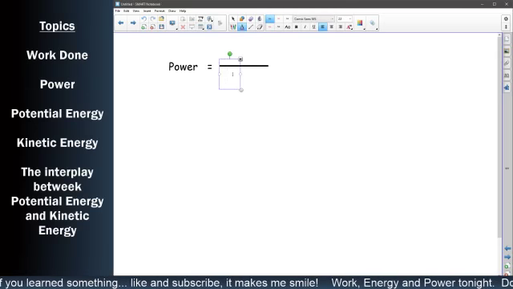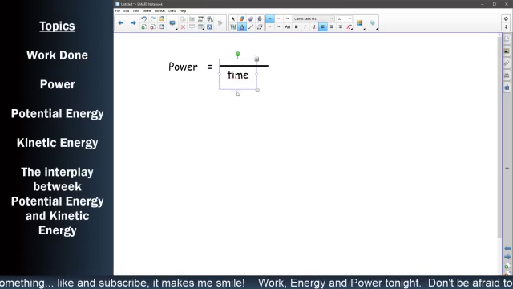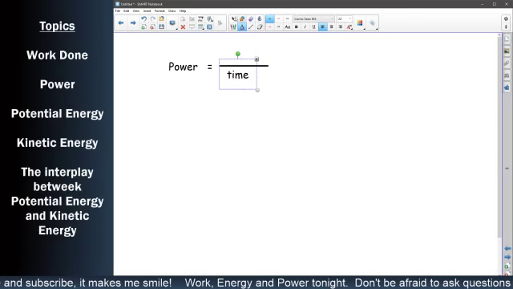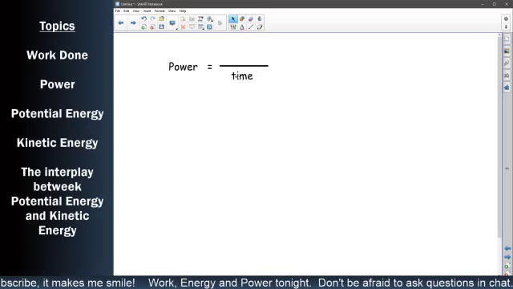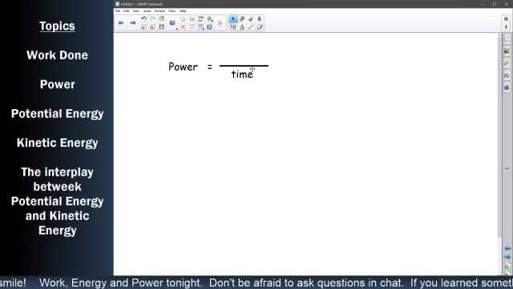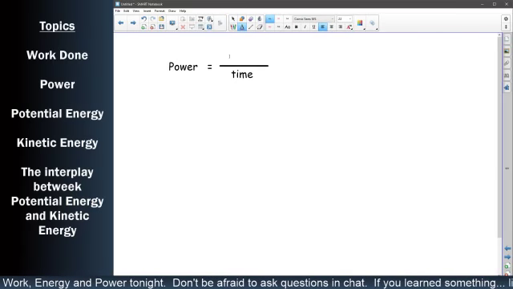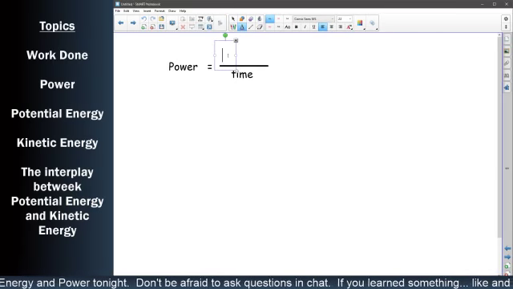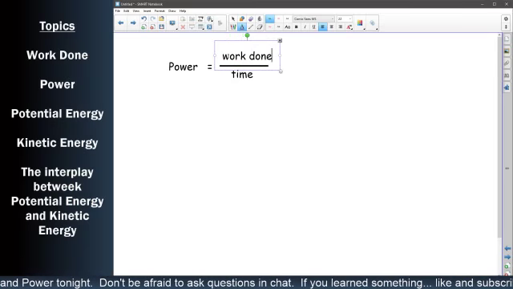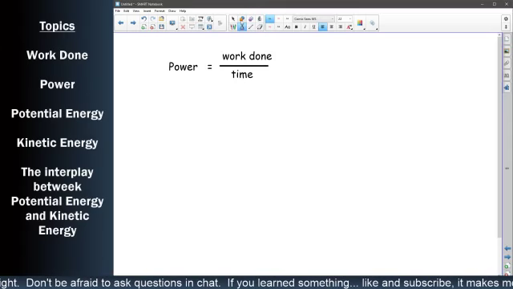And as a result, we're then going to need some form of fractional relationship with time on the bottom. Okay, because as the time gets bigger, the power must necessarily get smaller, and as the time gets smaller, the power must necessarily get bigger. This is an inverse relationship. They're the flips of each other, mathematically speaking. And then what is it that we're doing in this time? Well, we are doing work. So power is equal to work done divided by time, the time taken to do that work.